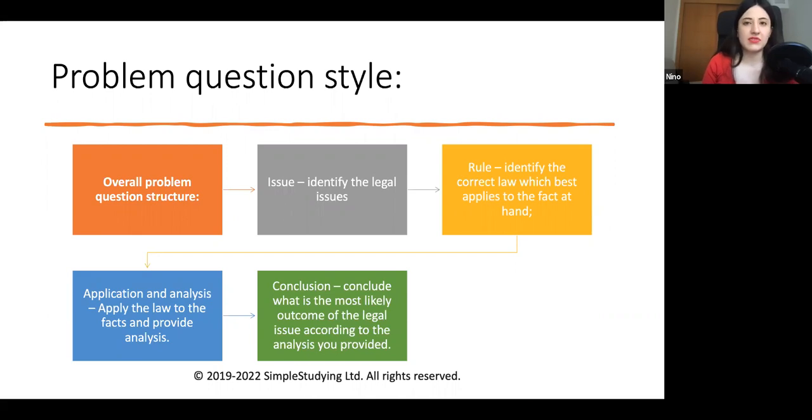Obviously, you cannot give definite answers. Law is not math where there is one definite answer. Law gives you many possible answers. So your job in a problem question or essay question is to give all possible answers and make assumptions. The problem question will not give you all the facts, so a lot of things you will have to assume, and you just need to make sure that you clarify all possible outcomes from the facts of the case that has been given to you.